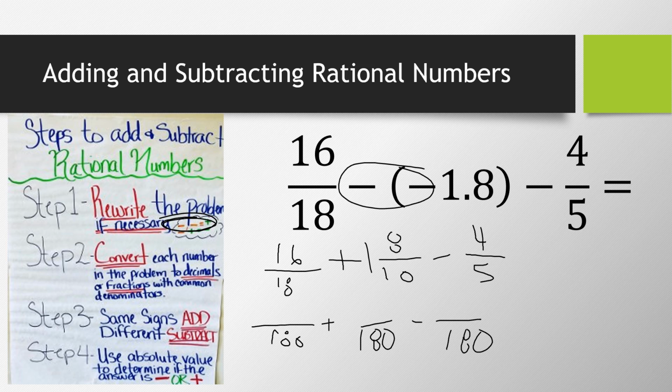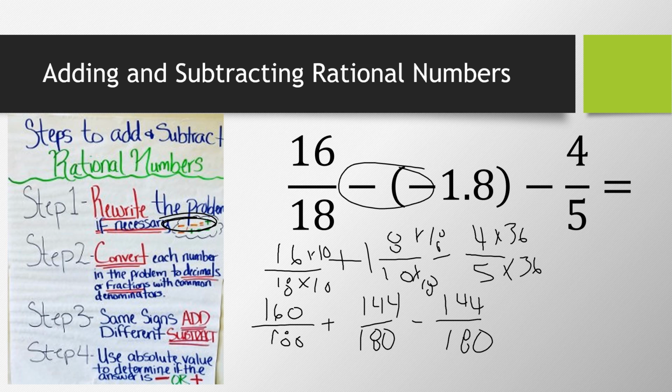All right, so I had to multiply 18 by 10 to get me to 180. I had to multiply 10 by 18 to get me to 180. So I know 18 times 8 will give me 144. And I multiply 5 by 36 to give me 180. So 36 times 4 gives me 144 as well.